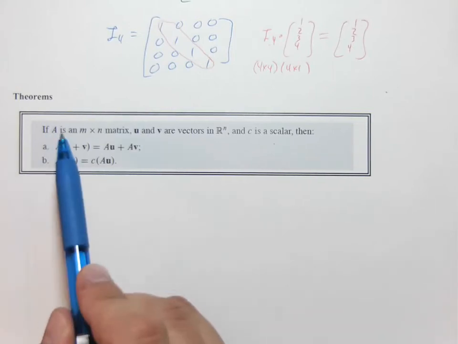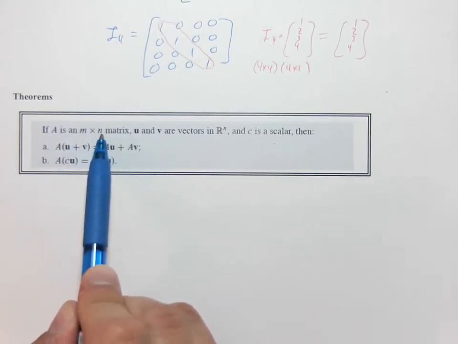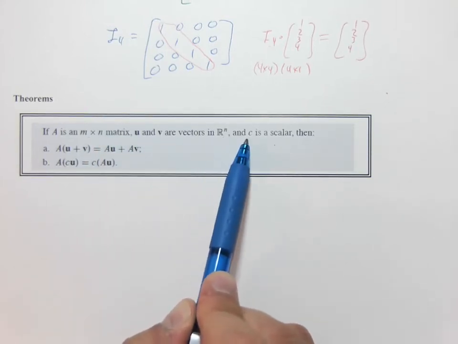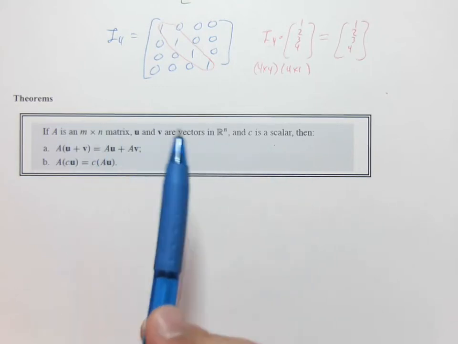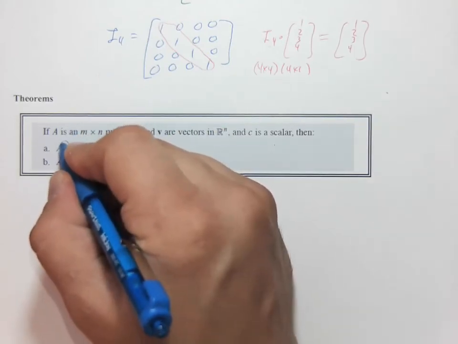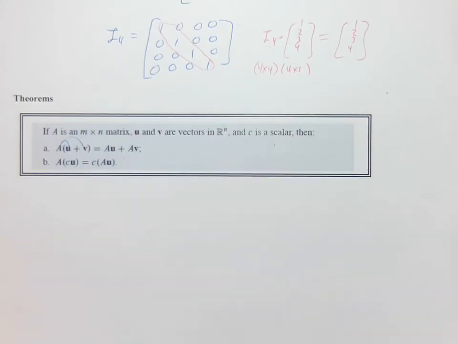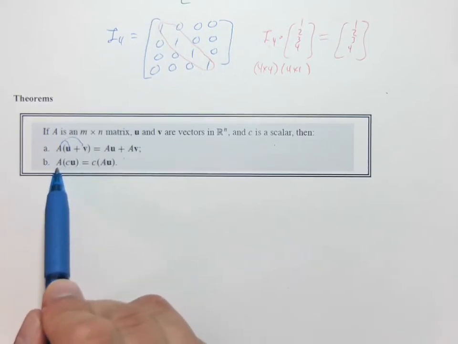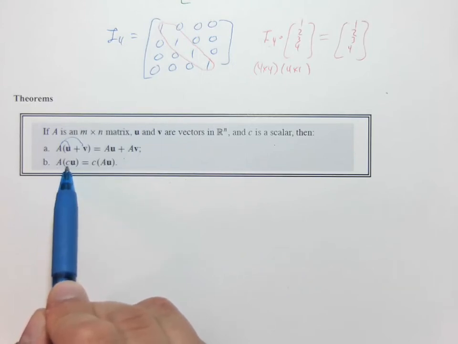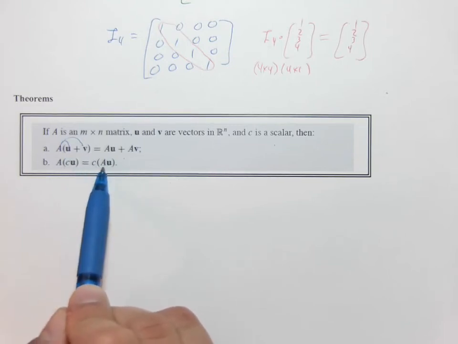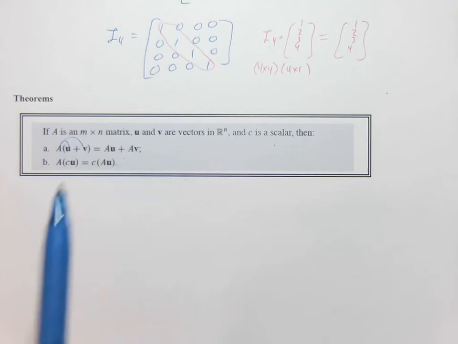This says that if we have an m by n matrix, so not necessarily square, and u and v are vectors in Rn, and c is a scalar, then the following are true. The first one says if you have a matrix times the sum of two vectors, you can distribute the matrix through there and get A times u plus A times v. So you can distribute a matrix into a sum of vectors. And if you have a matrix multiplied by a scalar times a vector, you can pull the scalar out front, so you can rearrange the groupings in which scalars multiply matrices and vectors.